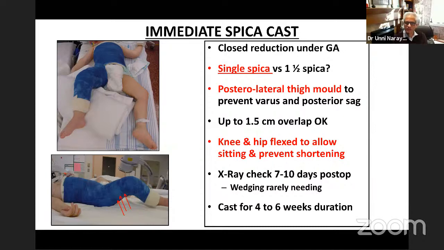The duration of the cast can be as little as 4 weeks for someone up to 5 years of age, and we may go up to 6 weeks. If you have any concerns, we bivalve the cast and get the x-ray, and if we're uncomfortable about the maturity of the healing, we can always put them back in the bivalve cast and wrap it up for another week or two. But again, 4 to 6 weeks is usually enough.